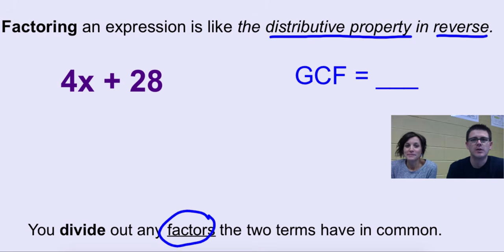Okay, the key is you're going to divide out any factors that the two terms have in common. So the best way to start is to look at your two terms and try to decide what's the biggest number they could each be divided by. In this case, that's going to be 4. 4 and 28 can each be divided by 4.